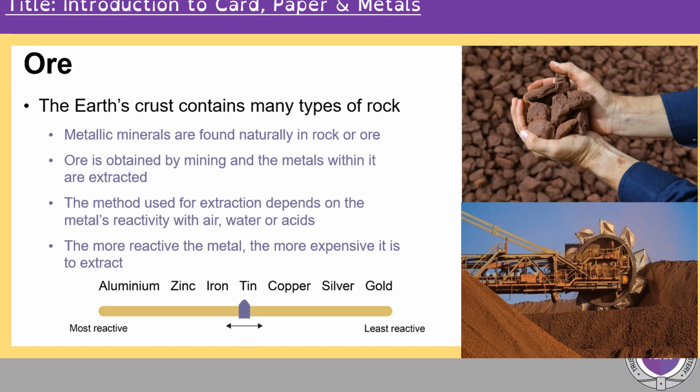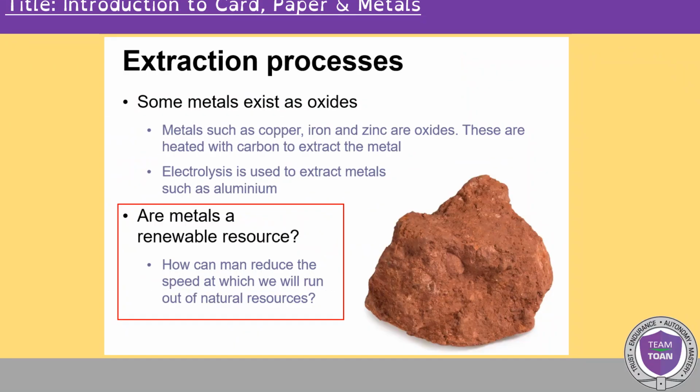So you can see here on the left-hand side, the most reactive metal that we have on this scale is aluminium, the least reactive, gold. So the extraction process. Some metals exist as oxides. Metals such as copper, iron, and zinc are oxides. These are heated with carbon to extract the metal. Electrolysis is used to extract metals such as aluminium.